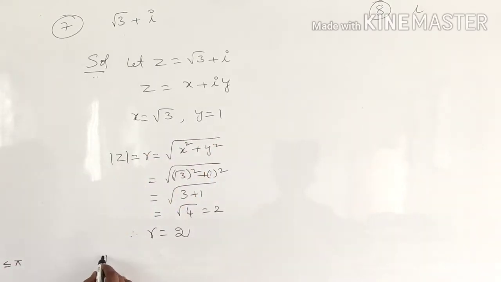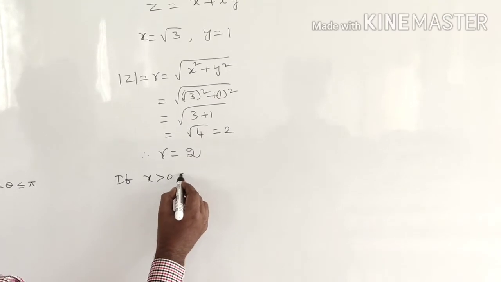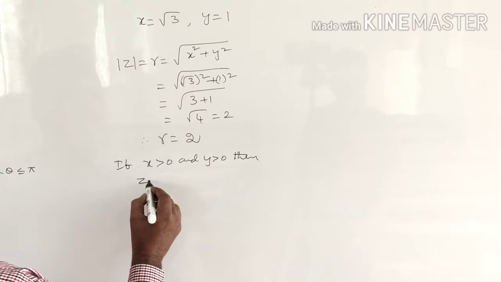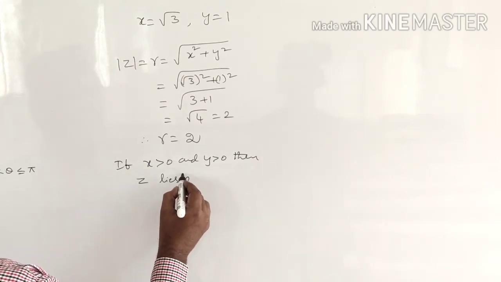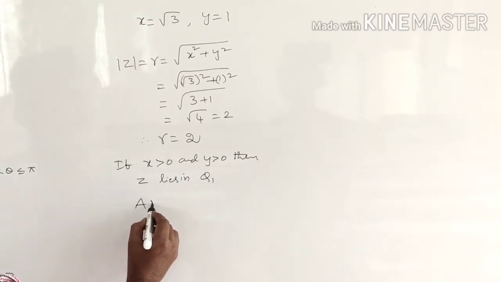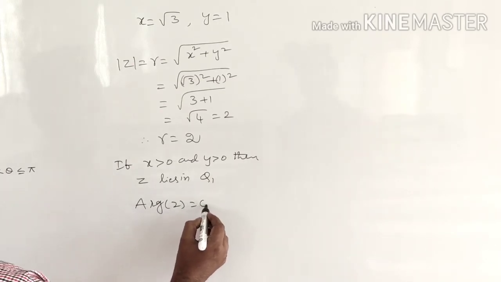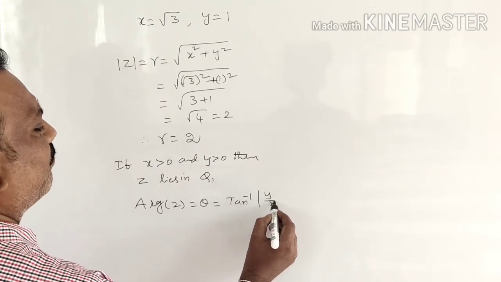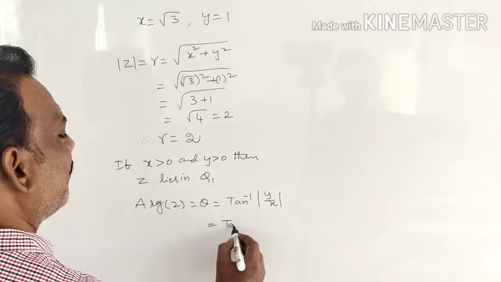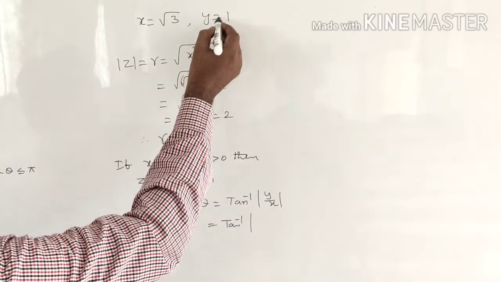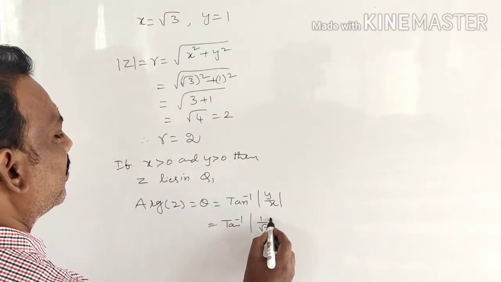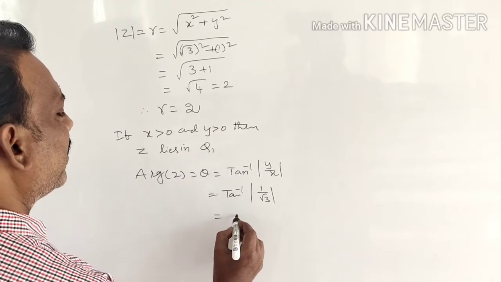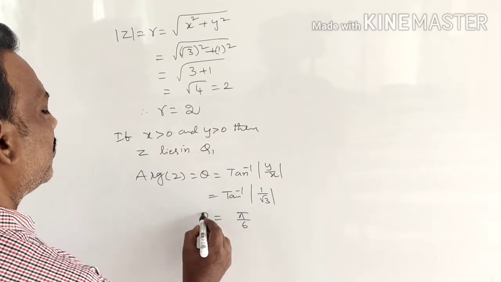So first quadrant, if x is greater than 0 and y is greater than 0, then z lies in quadrant 1. So argument of z, that is equal to theta, is equal to the formula tan inverse mod of y by x. So tan inverse of mod y by x value is 1 upon root 3. What is 1 by root 3 value in tan tables? Can you recall it? It is pi by 6. So this is the argument.